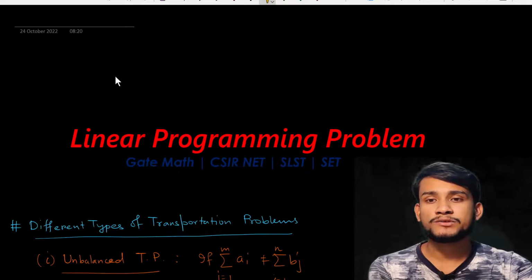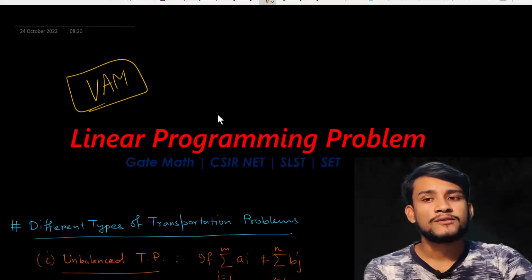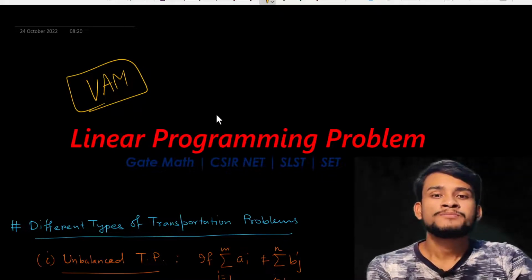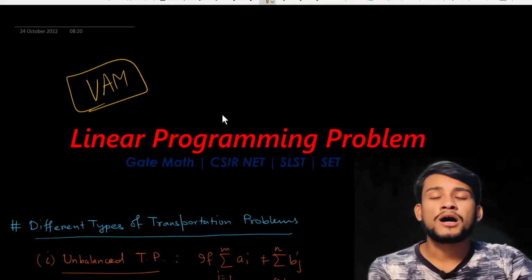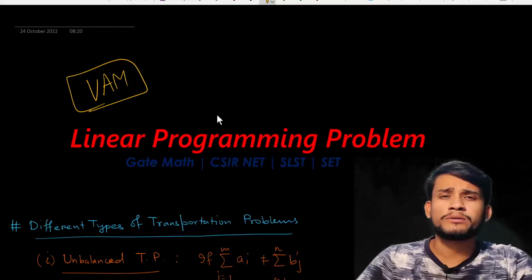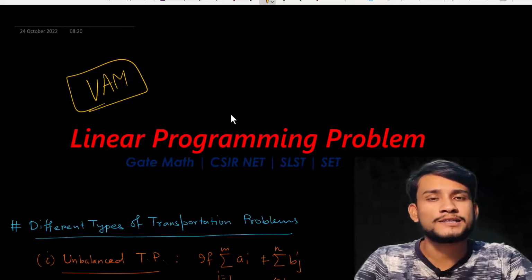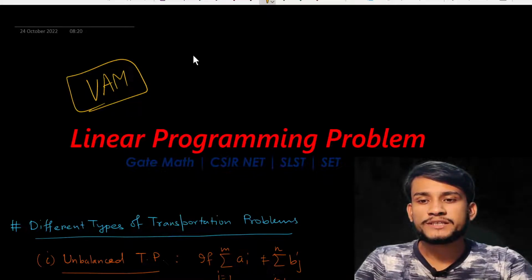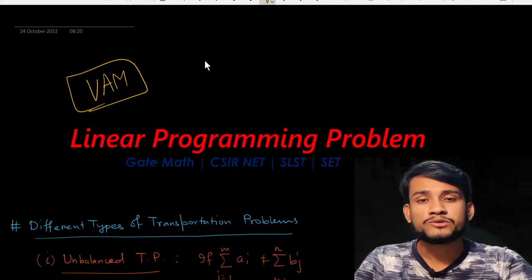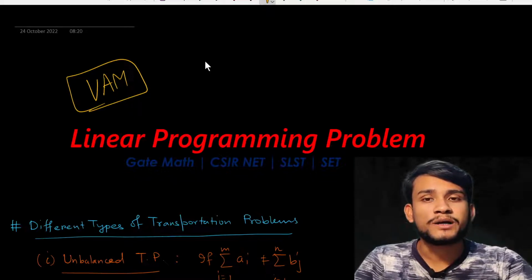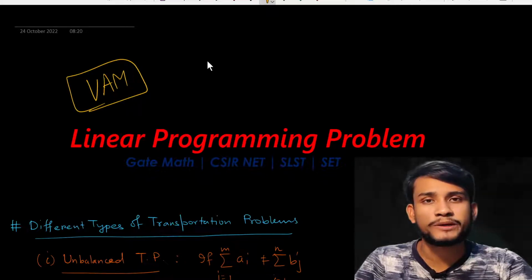In this lecture we will discuss the VAM method, that is the Vogel Approximation method for solving the transportation problem. We already discussed the northwest corner rule, row minima method, column minima method, and matrix minimum method for finding the initial basic feasible solution. Vogel approximation is another method to find the initial basic feasible solution, and among these methods, VAM is the most improved method.